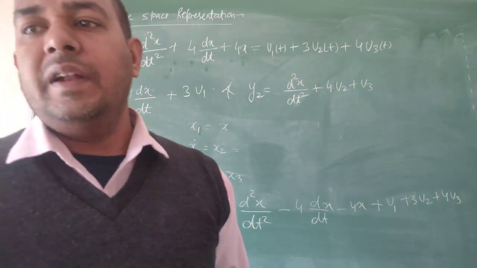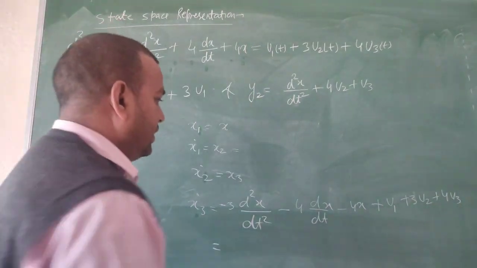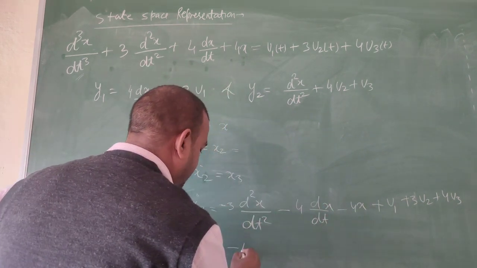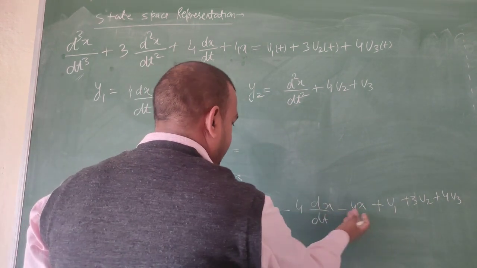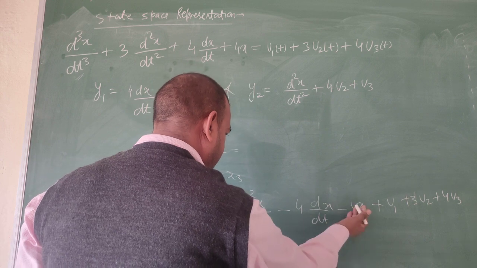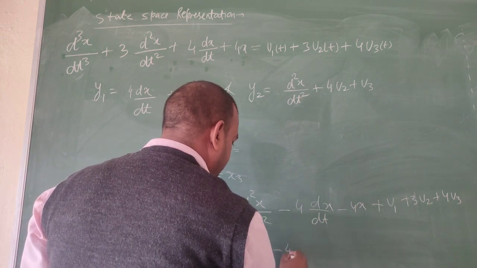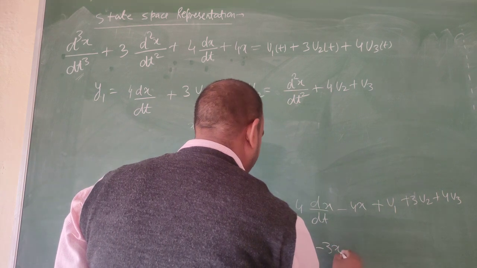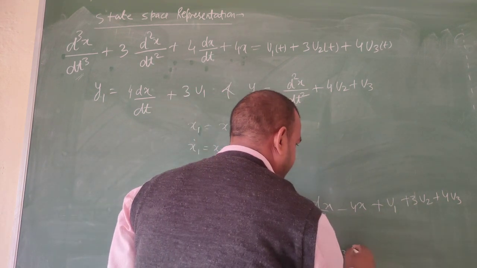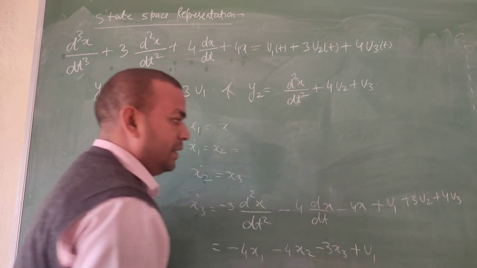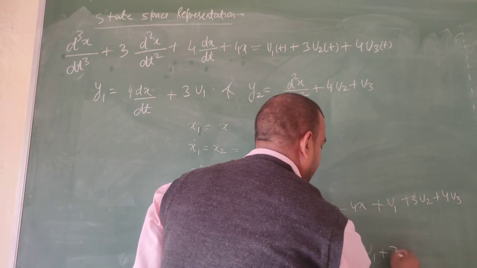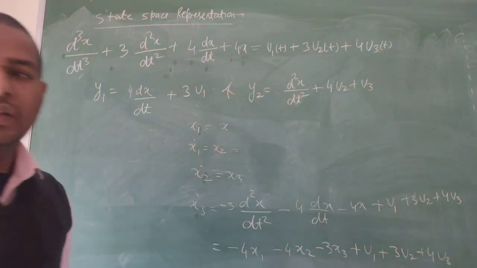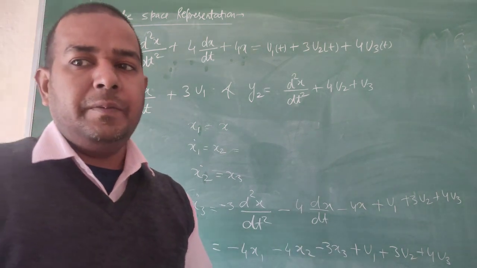We can represent this in terms of a differential equation. So what will we get, if I write from this side? Minus 4x1, minus 4x2, and again minus 3x3, and all this input will be the same, like u1 plus 3u2 plus 4u3.